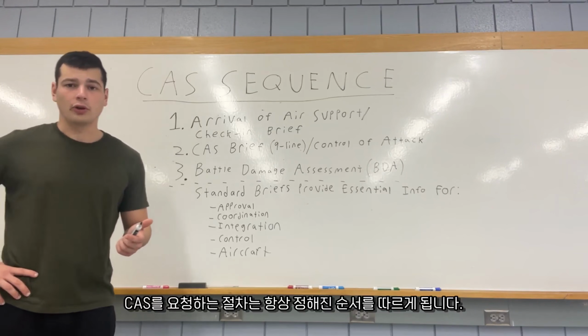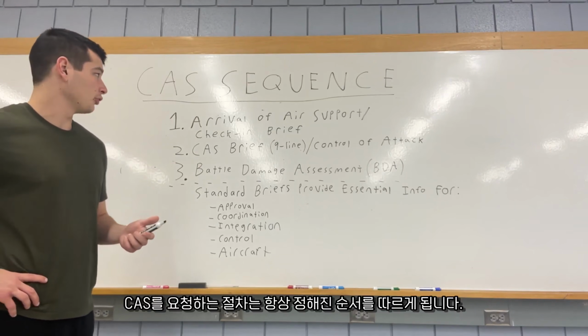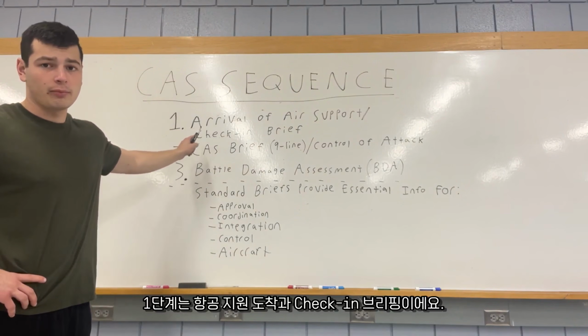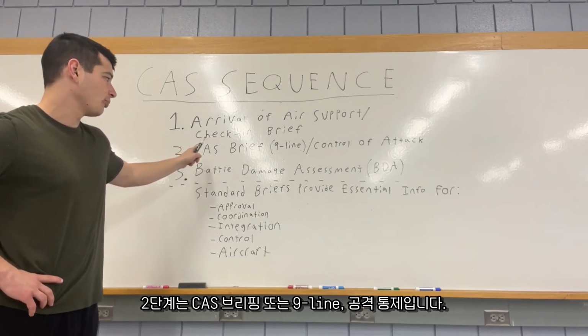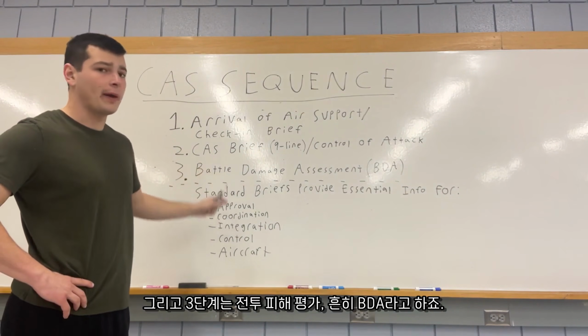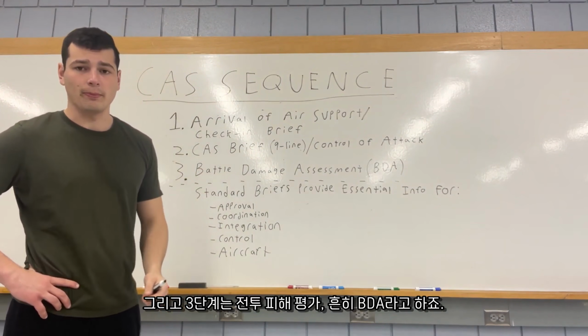Any request for close air support is going to follow a predictable sequence. Step 1 being the arrival of the air support and your check-in brief. Step 2 being your CAS brief, or your 9-line and control of attack. And step 3 being your battle damage assessment, otherwise known as your BDA.